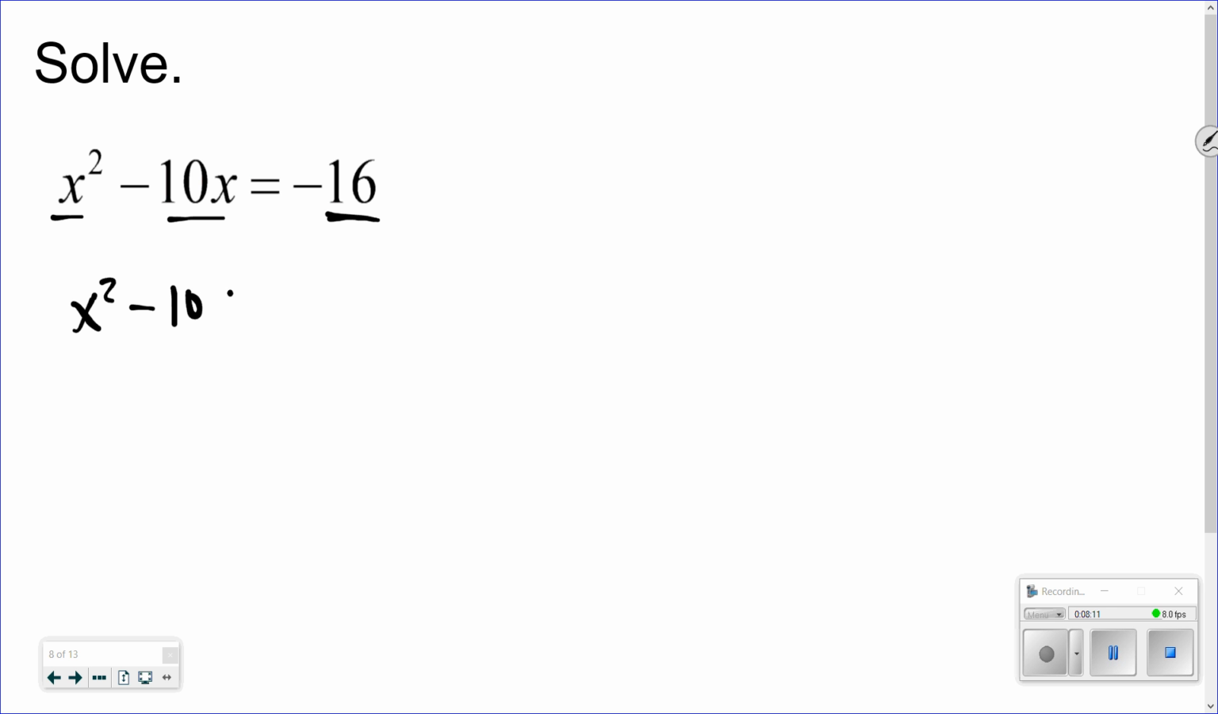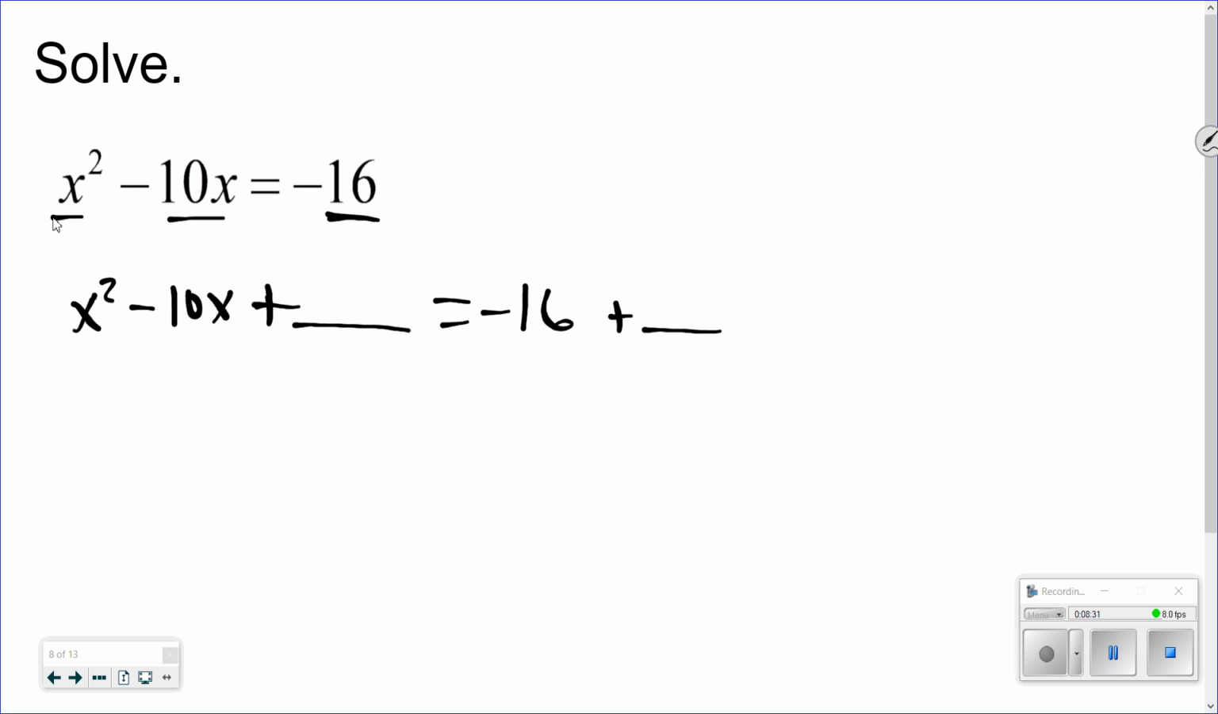I'm going to rewrite the problem, but I'm going to leave a space here because I want to add a number to complete the square over here. Whatever I add to the left side, I also have to add to the right side. Remember the addition property of equality, when we solved equations, we talked about this: whatever I add to the left side, I have to add to the right side.